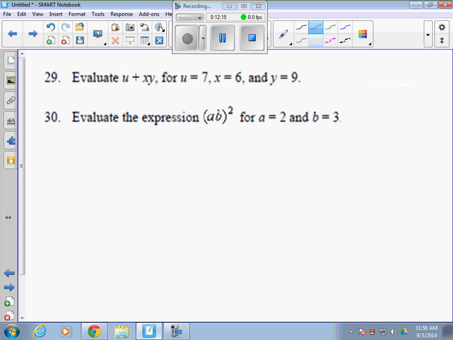29 says evaluate u plus xy when u is 7, x is 6, and y is 9. So 7 plus 6 times 9. You have to do 6 times 9 first, the order of operations. You get 54 plus 7 is 61.